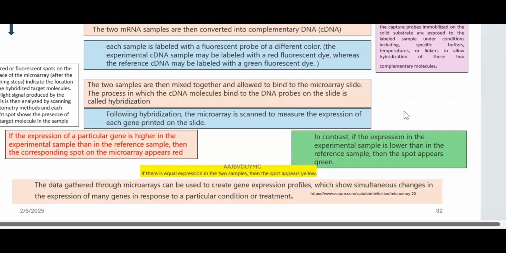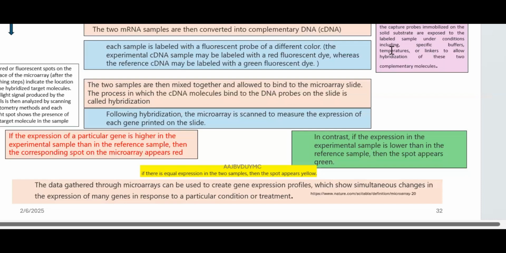Now here there is one more square that you are seeing. Capture probes immobilized on the solid substrate are exposed to the labeled sample under controlled conditions. It is very important, because you are playing with biomolecules, that interactions are conducted under controlled conditions. So what are the specific conditions which are important? Specific buffer conditions, temperature, linkers, all these things would be required to allow the hybridization of these two complementary molecules. It is very important to consider under what environmental parameters you are going to execute the hybridization process.